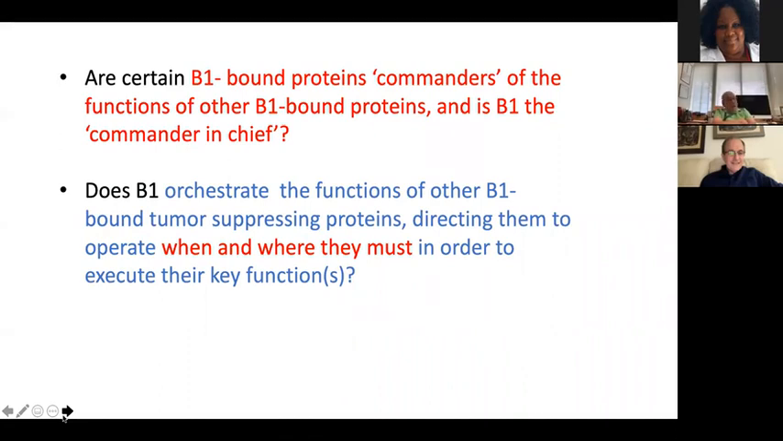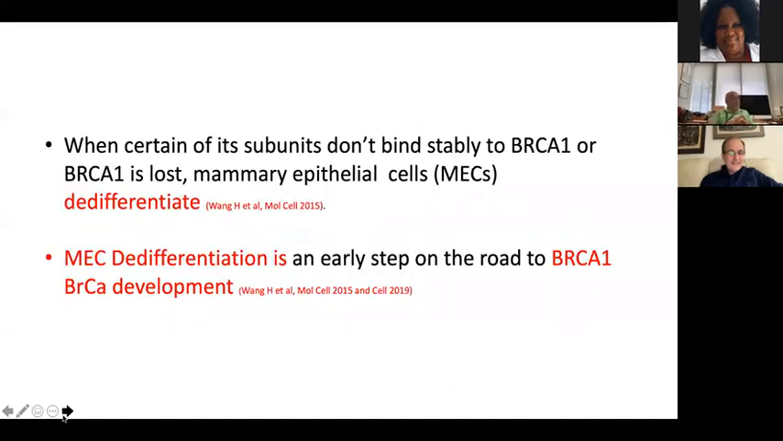to bind, you could ask whether BRCA1 orchestrates the functions of other BRCA1 bound tumor suppressing proteins, directing them to operate when and where they must in order to execute key functions, including cooperating, for example, in the suppression of any of a small collection of inherited cancers. And now we know even somatically generated cancers, which arise when somatic BRCA1 copy number is reduced either by 1 or even by 2. Now, here's a question that's based on real data.